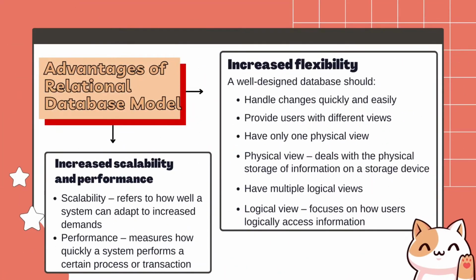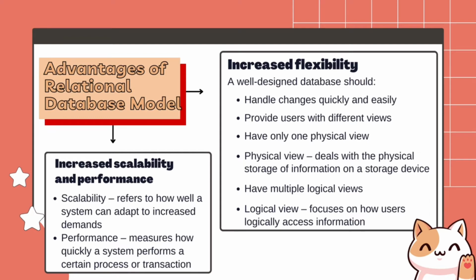There are several advantages of the relational database model. First, it increases flexibility. A well-designed database should handle change quickly and easily. It must provide users with different views: only one physical view, which deals with the physical storage of information on a storage device, and also multiple logical views, which focus on how users logically access information. Second, it increases scalability and performance.